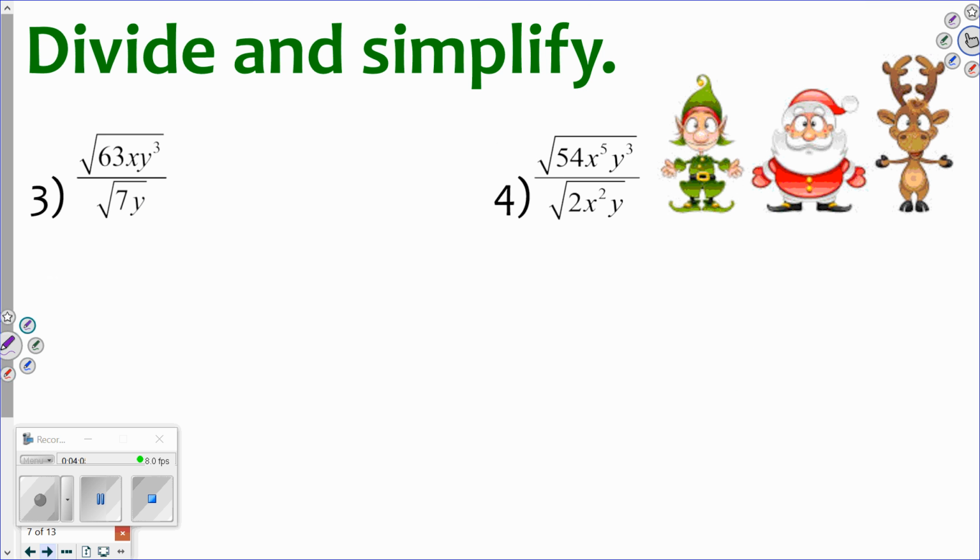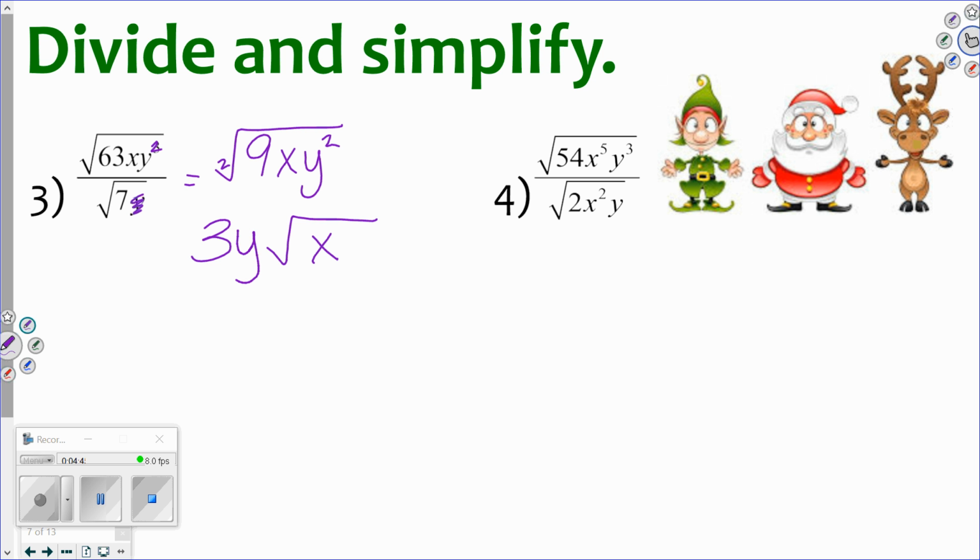All right, number 3. So can I divide 63 divided by 7? That's 9. What happens to my x? Stays there, nothing cancels with it. Y squared, good, because this one's going to cancel out and make that a 2. So y squared. All right, so what's the square root of 9? Can I take a group of 2 from the x's? So he stays there. And then square root of y squared? It's just y.